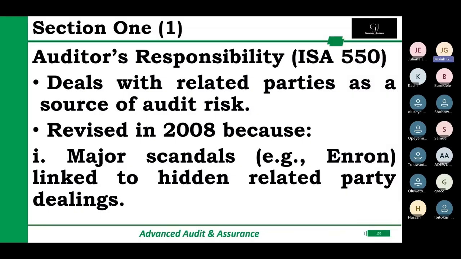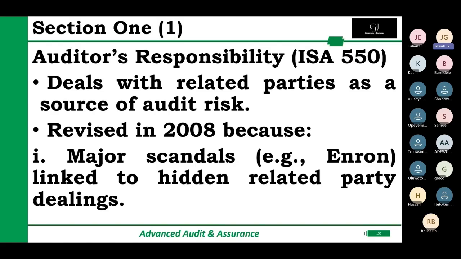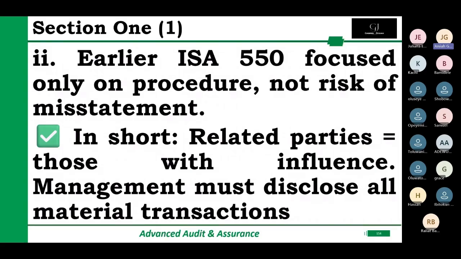And this revision in 2008 came because one of the major scandals in accounting history was the Enron scandal. It was linked to hidden related party dealings that crashed that corporation. Related party dealings were a significant risk that crashed that corporation. So it's very important for the disclosure, and the ISA 550 focused on procedure, not on risk of misstatement. So in summary, related parties speak to those with undue or significant influence on the company, and management is held responsible and must disclose all material transactions in relation to this.